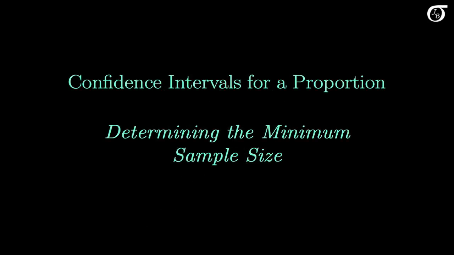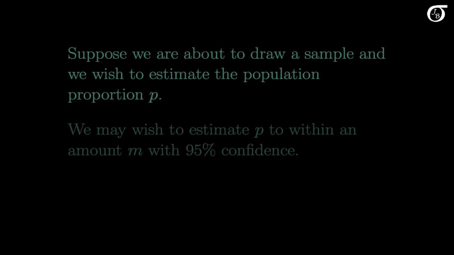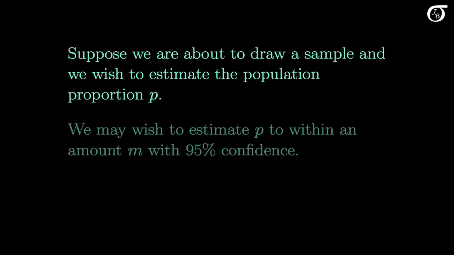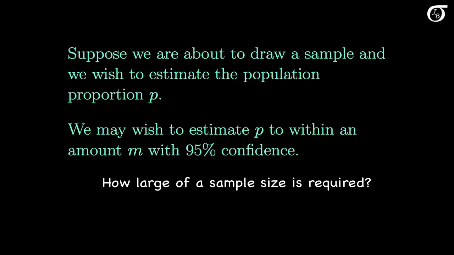Let's discuss determining the minimum sample size when estimating a proportion. Suppose we are about to draw a sample and we wish to estimate the population proportion p. We may wish to estimate p to within an amount m with 95% confidence. We may wish to estimate p to within 0.05 or 0.02 or within 0.001 or whatever we feel is appropriate in a given situation. And the question here is, how large of a sample size is required to achieve this?